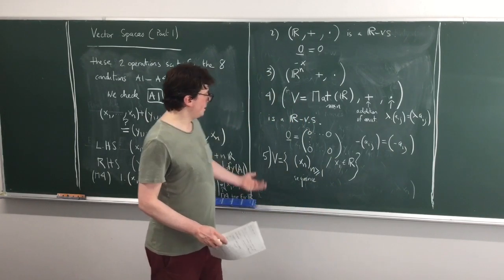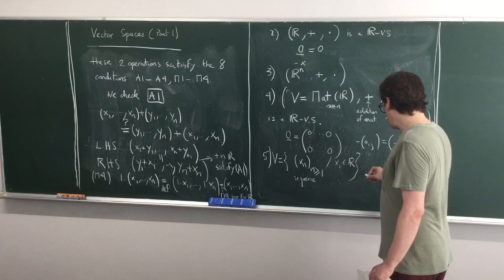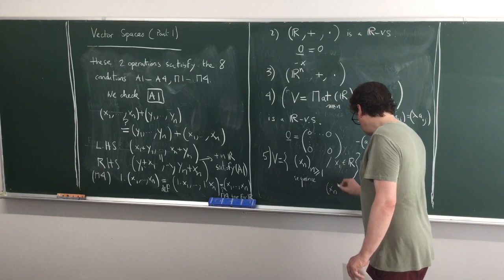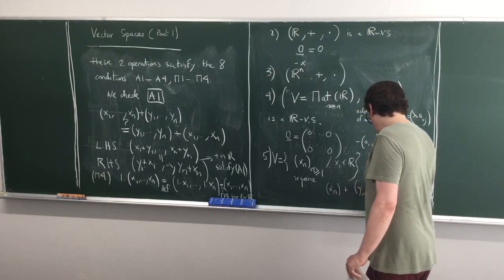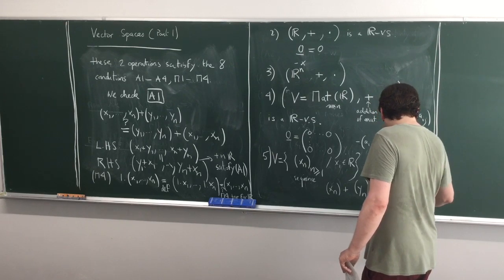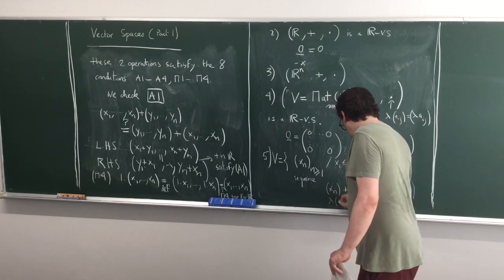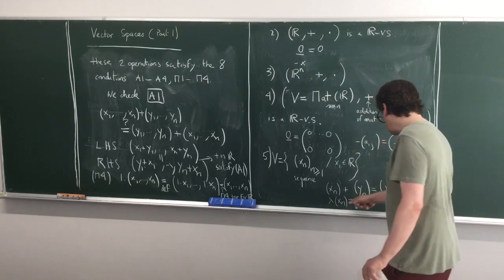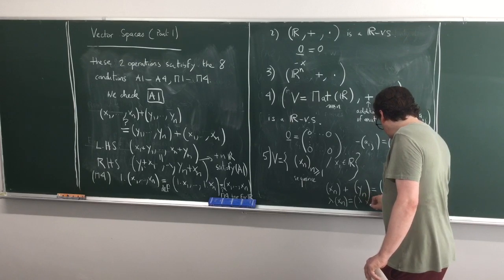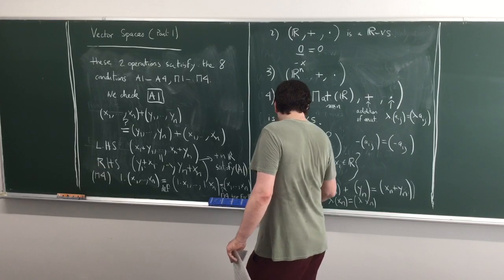Okay, so here again we need to define the plus and the scalar multiplication. So the plus, well, very easy. This will be defined just as the addition component-wise, and the scalar multiplication will also be component-wise. So lambda times a sequence x with entries x_n will be the sequence lambda x_n. This is also an R vector space.